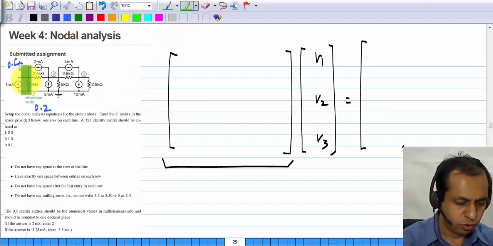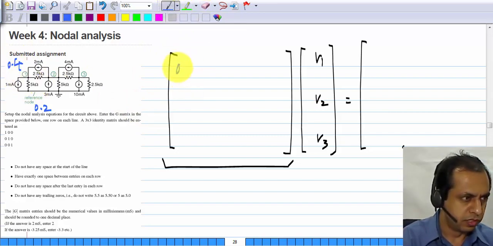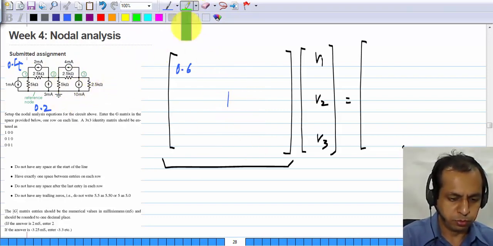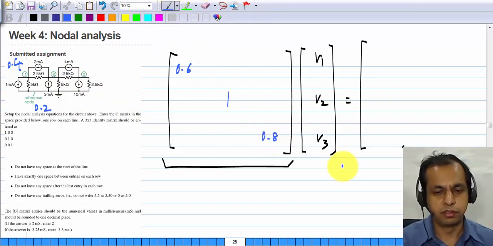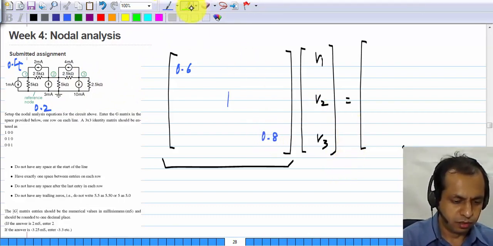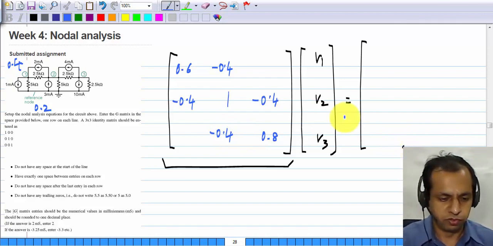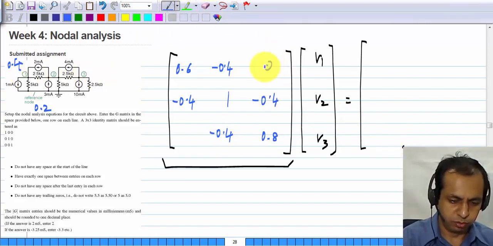So at node 1 we have 0.2 plus 0.4, which is 0.6. At node 2 we have 0.4 plus 0.4 plus 0.2, which is 1, and at node 3 we have 0.4 plus 0.4, which is 0.8. Then between node 1 and node 2 we have 0.4 millisiemens, so it appears as minus 0.4 there and there. It will be symmetrical. Between node 2 and node 3 we have again a 0.4 millisiemens conductance, so that appears as minus 0.4 and minus 0.4, and between node 1 and 3 we have nothing, so this will be 0 and 0.